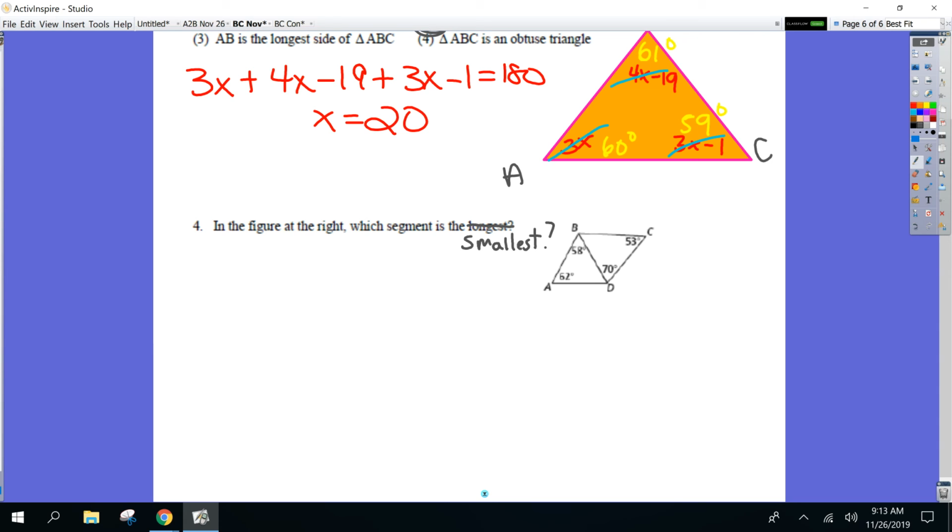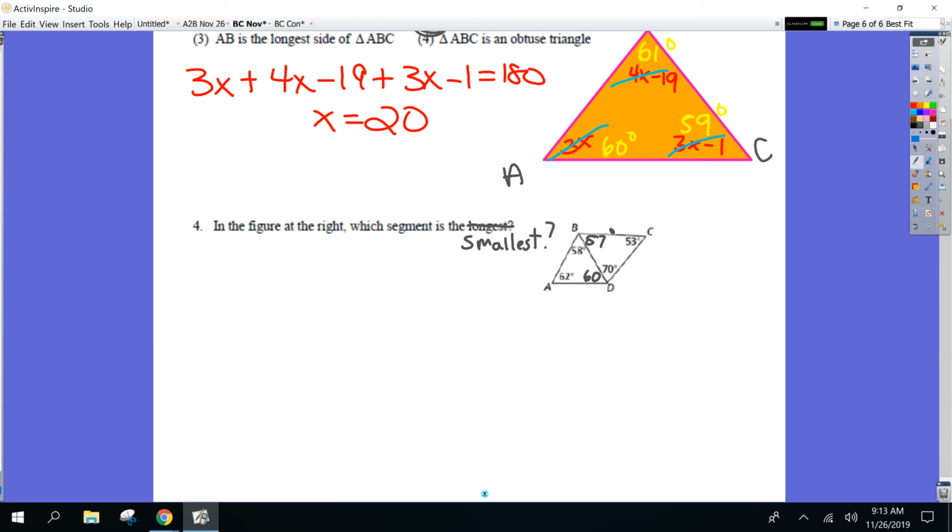All right, you guys are finding the angles. What's angle ADB? 60 degrees. CBD? 57. So I wouldn't blame you. Based on what we did today, you're going to say 53, smallest angle. What's across from it? BD, smallest side, we're done.